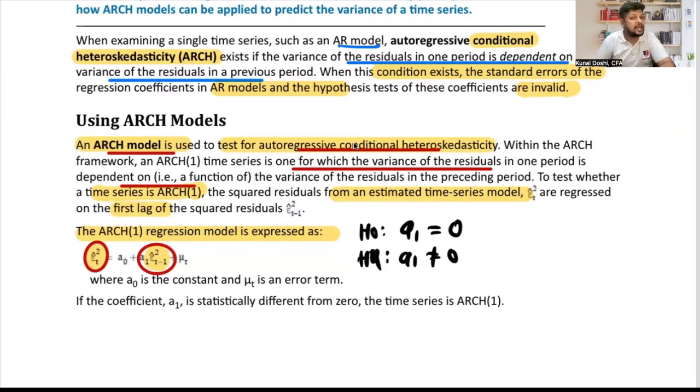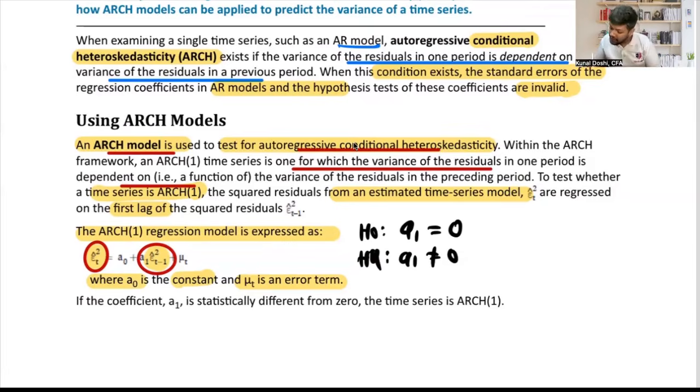Now, if you remember, for conditional heteroskedasticity we use the Breusch-Pagan test, the BP test, correct? Now, are we going to use the BP test here? Not really. We are not going to use a BP test. We have a different test here. We are testing where A0 is a constant and mu of t is the error term. Here the error cannot be written as e only, because we are trying to see whether the errors are correlated or not.